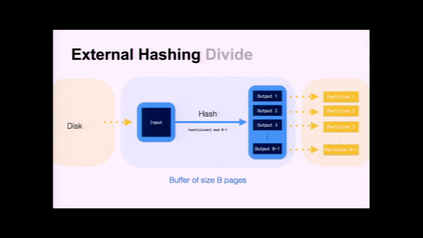We take our input in an input buffer. Our buffer is b pages big, and we create b minus 1 partitions. So we have b minus 1 output buffers, 1 per partition. And in this phase, we stream our data from disk, and we divide it into each partition as we process our file.